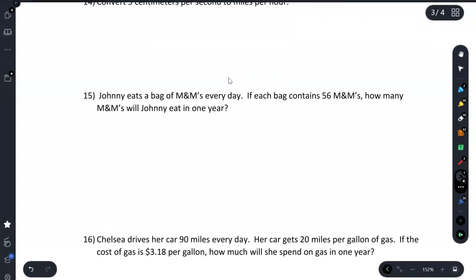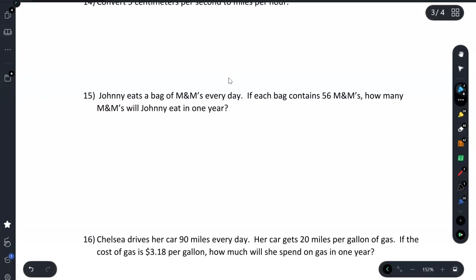Number 15 is kind of a comical one. We're getting towards the end of this, and I just want to show you that this doesn't always have to be sciencey or mathy. It can go for anything. As long as we know a unit of measure, we can use this technique with anything. So with this problem, Johnny eats a bag of M&Ms every day. Each bag contains 56 M&Ms. How many M&Ms will Johnny eat in 1 year?